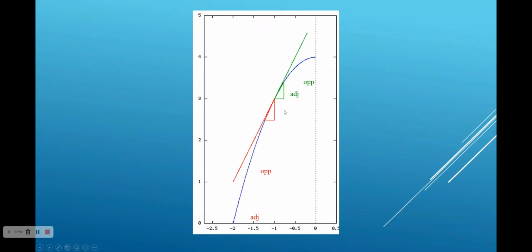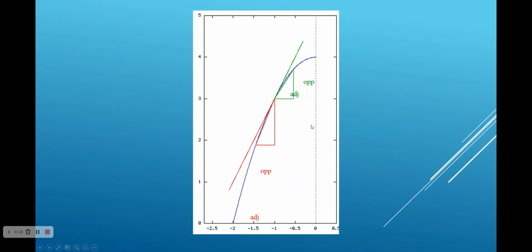And the length of the green portion of the tangent line is equal to the ratio of the opposite to adjacent sides of the green triangle relative to this angle in here. The same thing with the red triangle. The ratio of opposite to adjacent side lengths relative to this angle in here is going to give you the length of that portion of the tangent line.